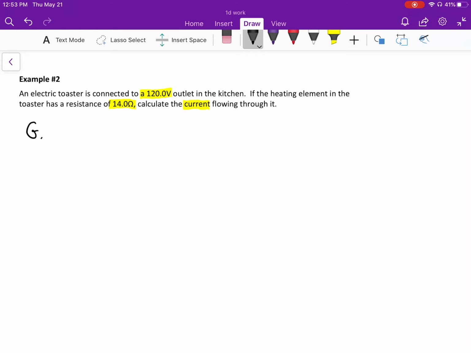G stands for given. We were given that the voltage was 120. We were given that the resistance is 14. The R stands for required. We're required to find the current, or capital I. A stands for analysis. That's where you find the right equation. We only got one equation, so V equals I times R will be our equation.